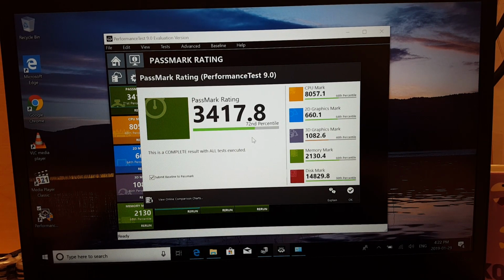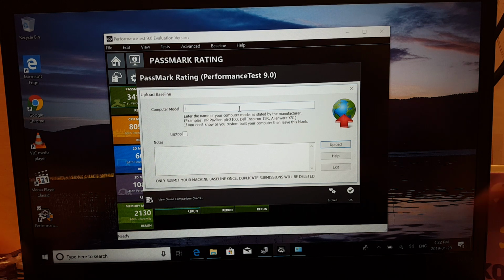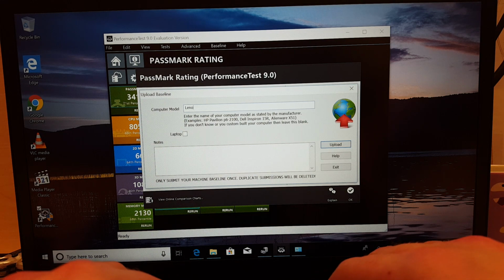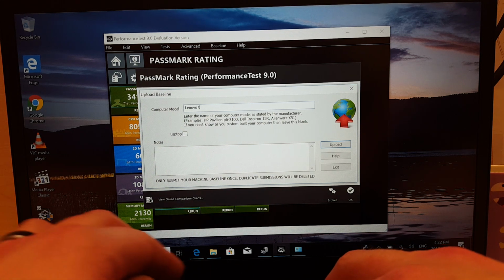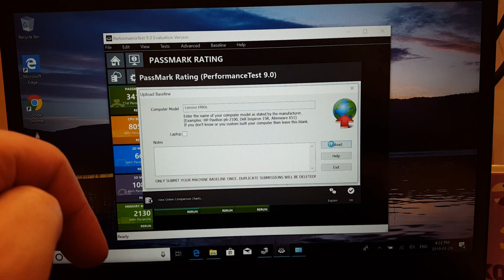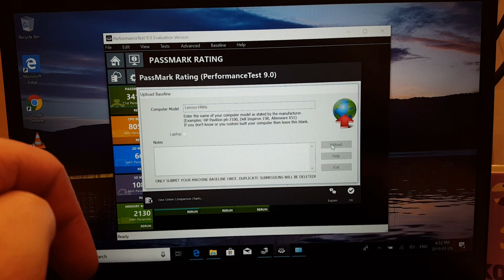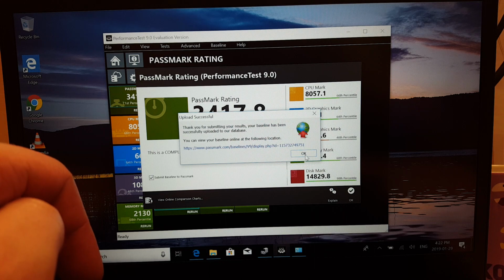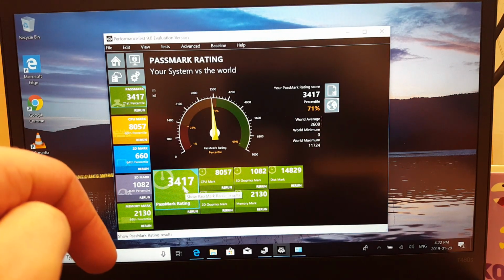Alright, so we got a score of 3,417. Not very bad. High CPU, not the best 3D. But hey, that's not so bad. And I gotta tell them this is a Lenovo T480s. Upload, I wanna know what we got. And then, let's take a look at the specs.